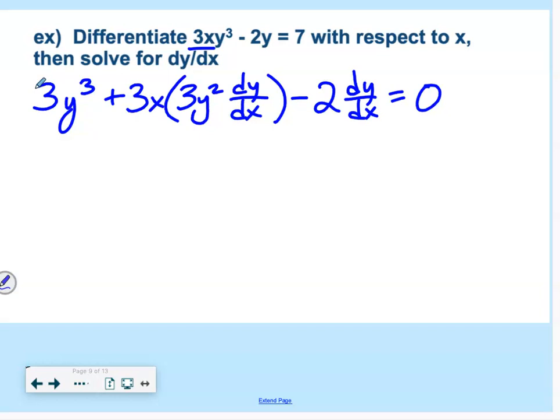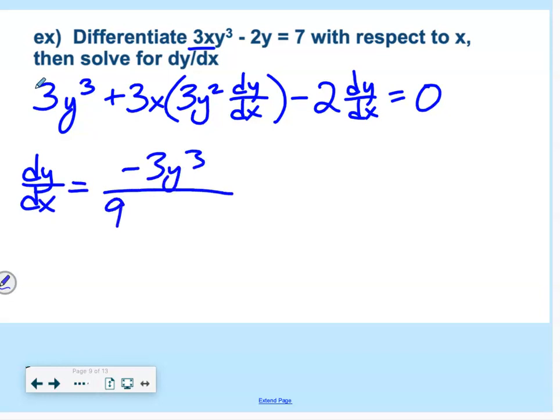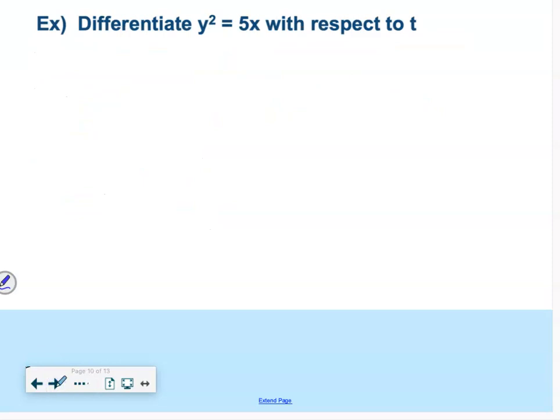Yeah. All right, so now to solve, did you all solve? Yeah. Okay, so you move the 3y cubed over and then you factor out a dy/dx and you get negative 3y cubed over 9xy. Oops, x, that's a y. My brain got ahead of my head. Okay. 9xy squared minus 2. All right. Yay. We're getting there. All right. Try one with respect to t. You don't have to solve for anything.